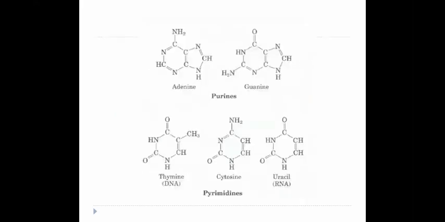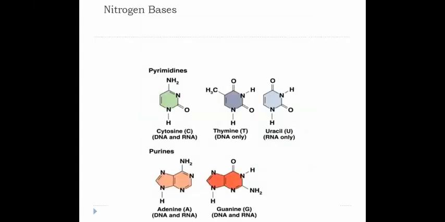So nitrogenous bases, like I said earlier, are in 2 forms. There are those with 2 rings and there are those with 1 ring. Those with 2 rings are called purines. Those with 1 ring are pyrimidines. Examples of purines are adenine and guanine. They have 2 rings each. Pyrimidines have 1 ring each.